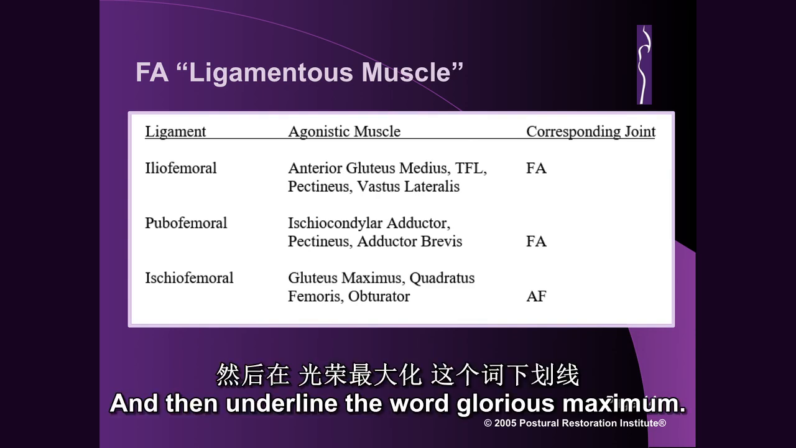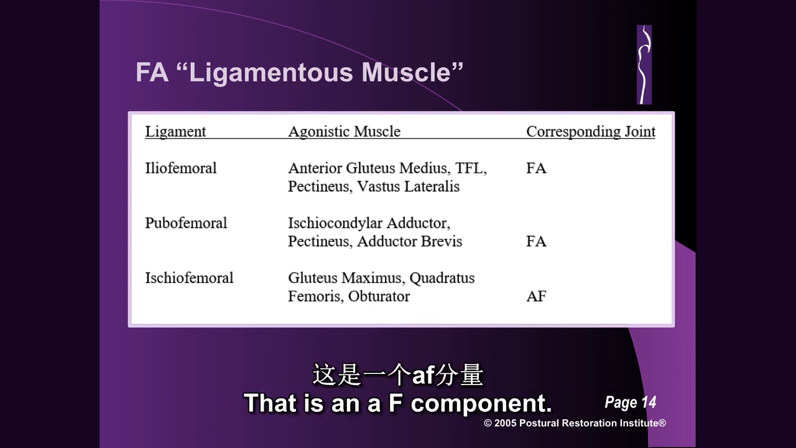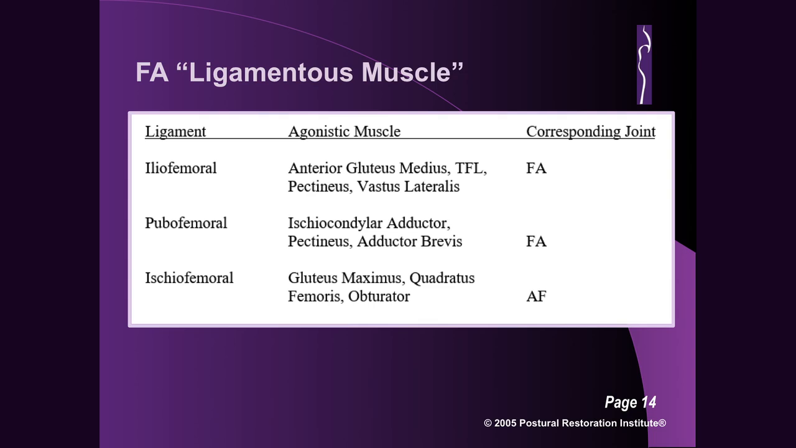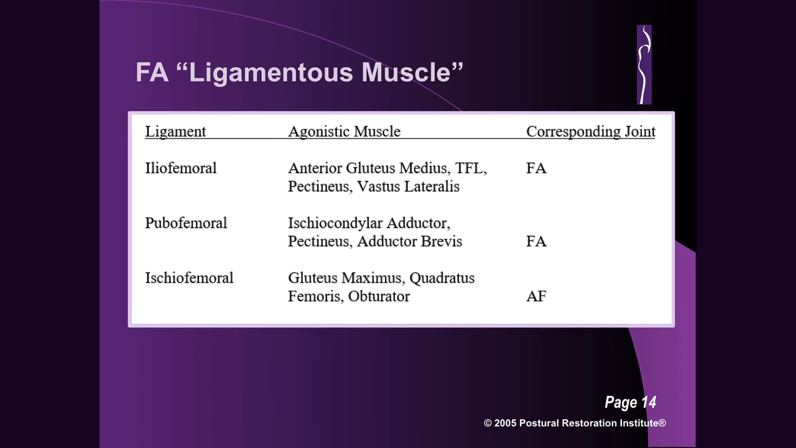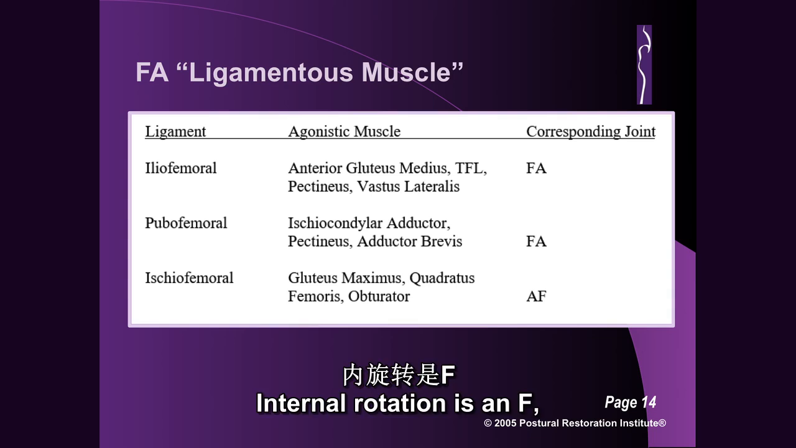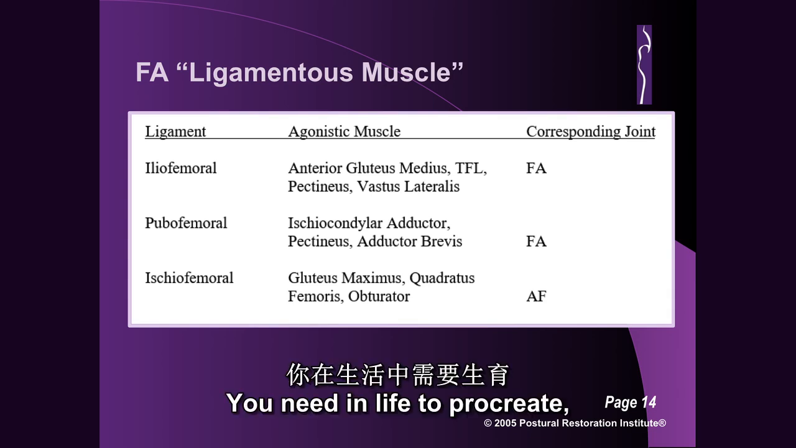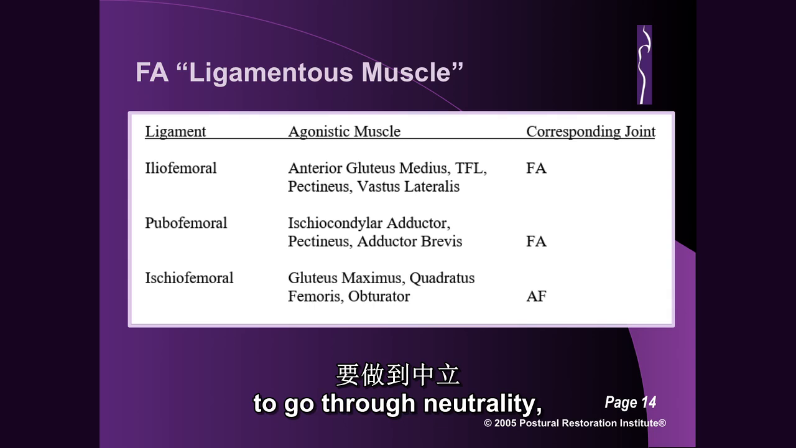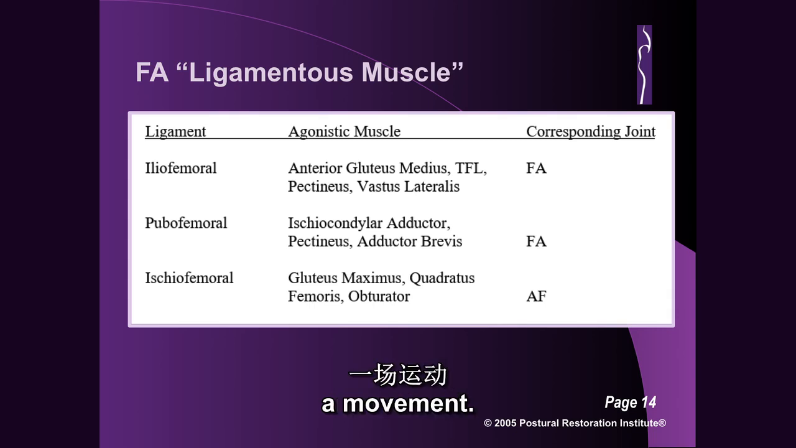And then underline the word gluteus maximus. And then go over to the corresponding joint. That is an AF component. So your external rotators are AF movers. Gravity is an FA movement. Internal rotation is an FA movement. You need in life to pronate, to go through neutrality using IRs and gravity for FA movement.